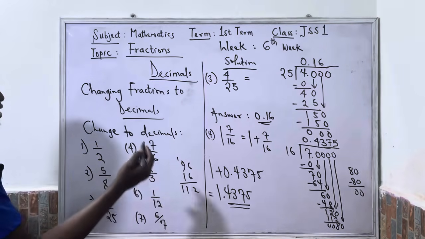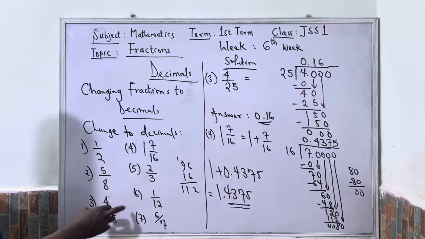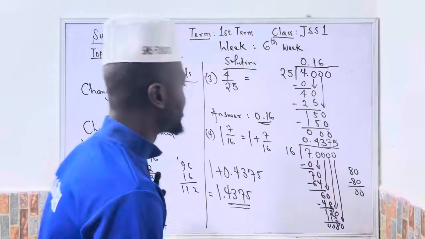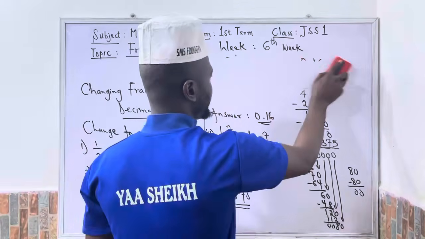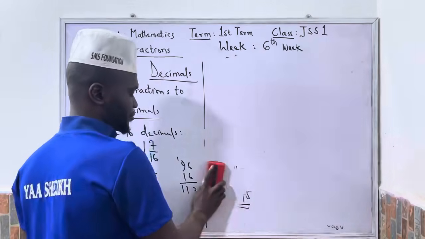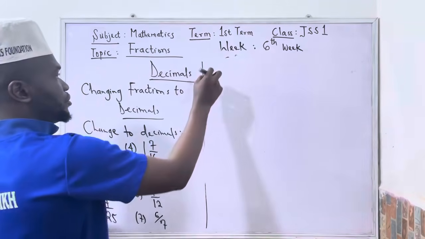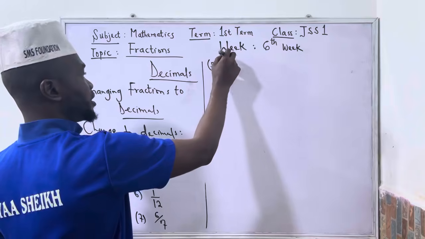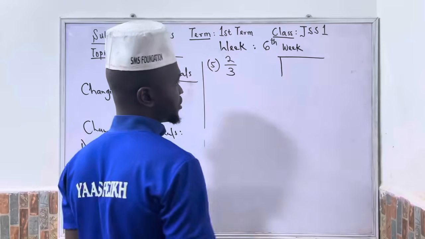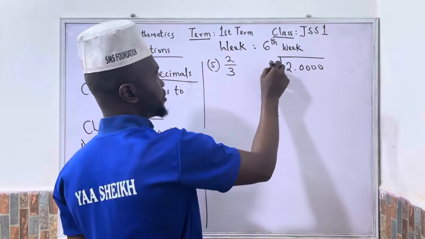That is how to convert fractions to decimals. I have done this, and this. Now, question 5 will lead to a recurring decimal. Question 5. I can clear this away. So question 5 says 2/3. So I will draw my division table, put 2.0000 here, put 3 outside.